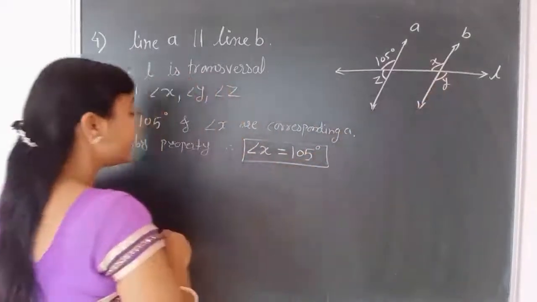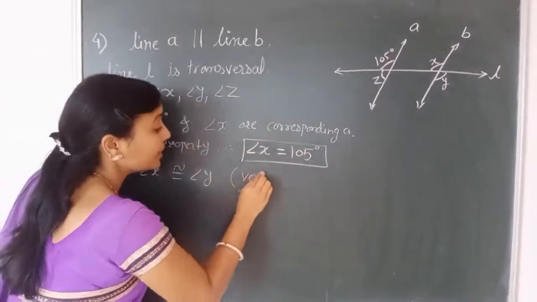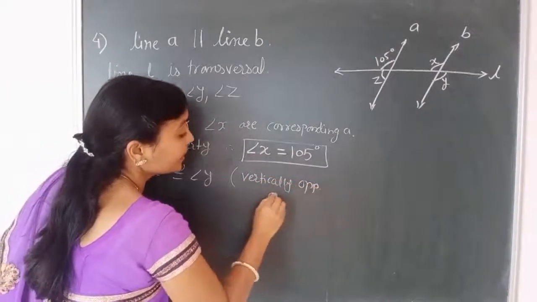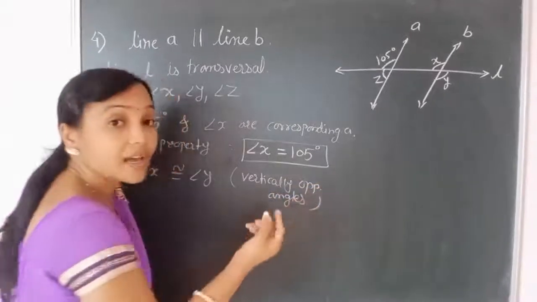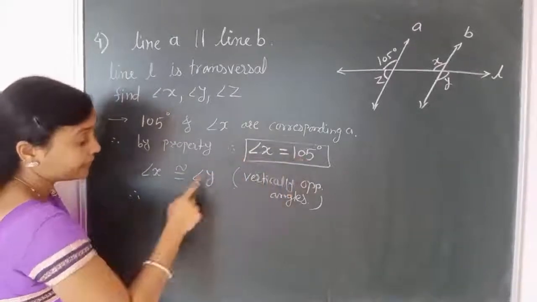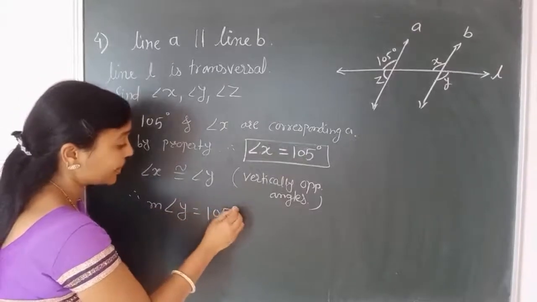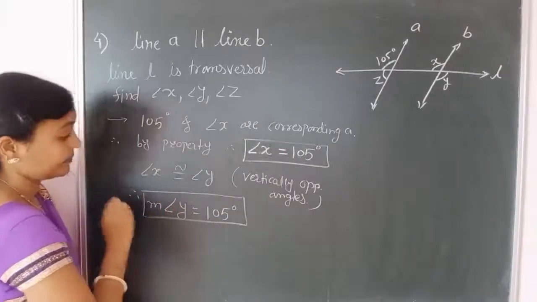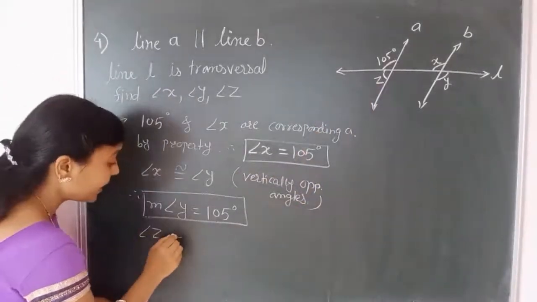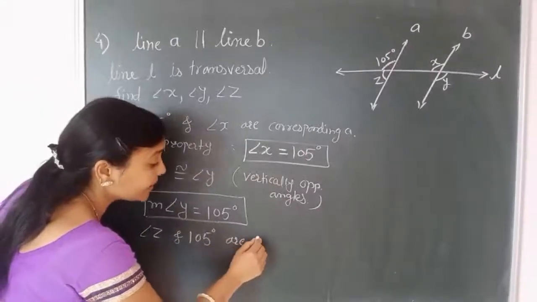Angle X congruent angle Y because they are vertically opposite angles, and opposite angles are congruent. Therefore, angle X is 105. Therefore, measure of angle Y is also 105 degree. Now we find out Z. Angle Z and 105 degree angle are angles in linear pair.